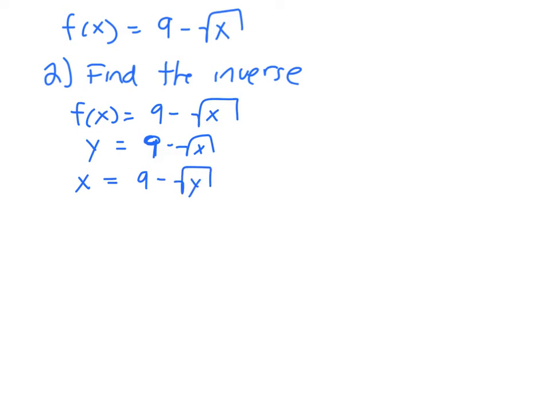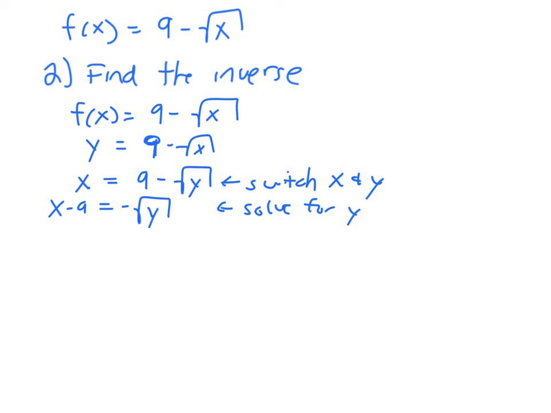Okay, so switch x and y. And then now we need to solve for y. That's the next thing. So to solve for y, let's see. First thing I'm going to do is subtract 9 from both sides. So I'll get x minus 9, and then this 9 will cancel, so I'll have negative square root of y.